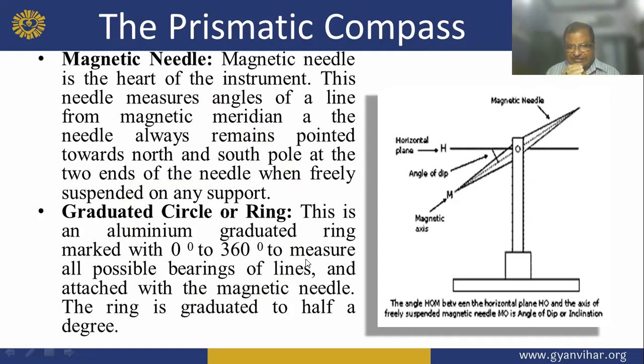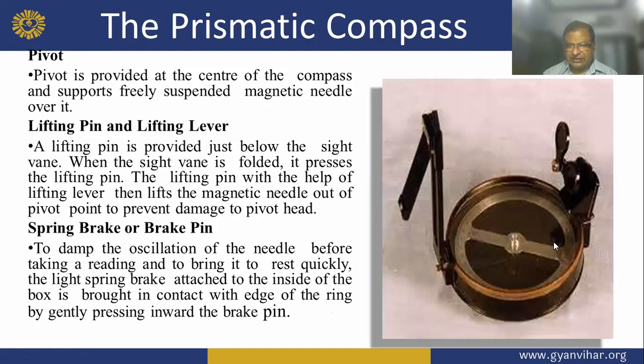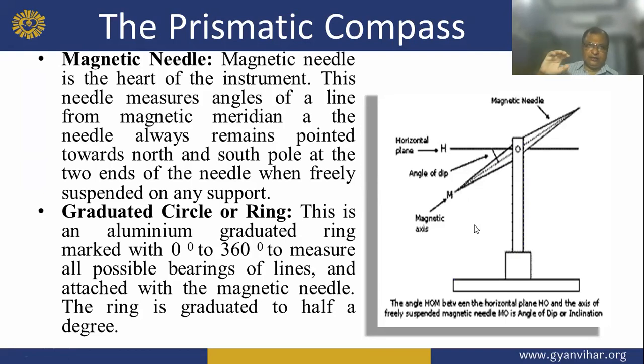Now, the graduated circle or ring. This is the graduated circle. This is the aluminium graduated ring marked from 0 to 360 degrees to measure all possible bearings of a line, and attached with the magnetic needle. The ring is graduated to half degrees.